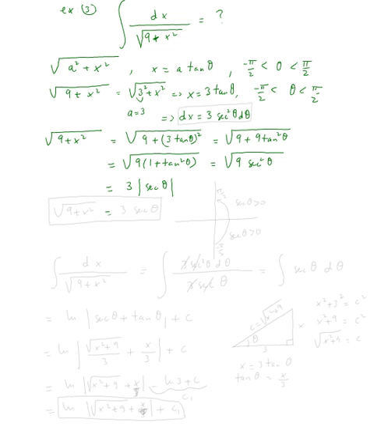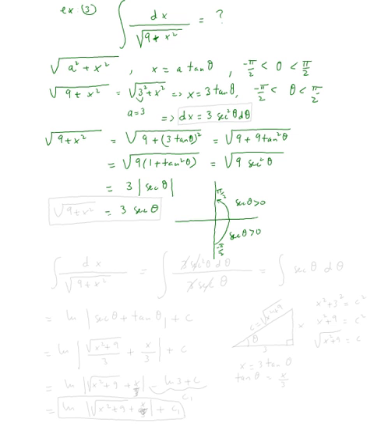Now the absolute value of secant theta is equal to secant theta, because secant theta is positive from negative pi over 2 to pi over 2. Secant theta is positive in the first quadrant, and secant theta is positive in the fourth quadrant.